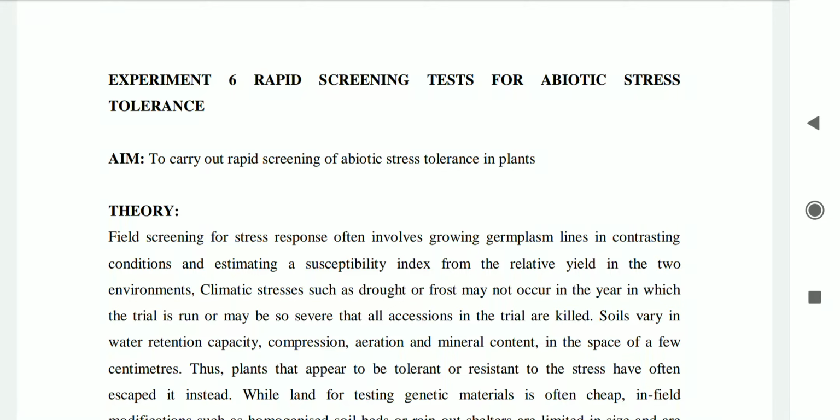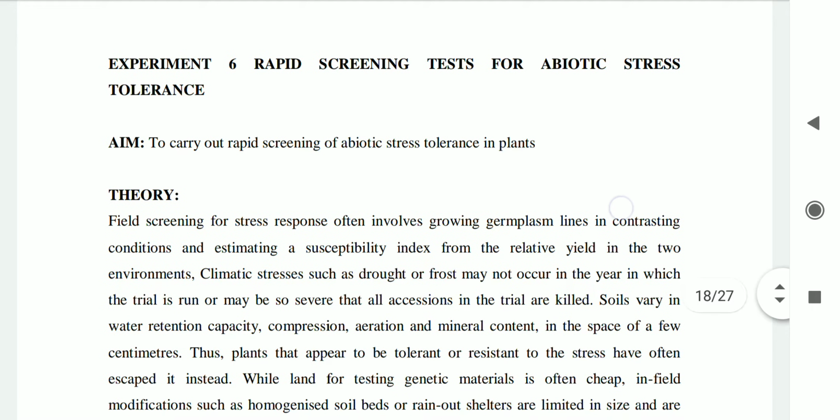Students, let's start with experiment number 6 of applied component, that is rapid screening test for abiotic stresses and its tolerance. So we have done experiment number 5 where we did the same type of experiment. We gave abiotic stress like salinity and metals, heavy metal toxicity, etc., and studied the effect of those abiotic stresses on the plant, but that is a quite time consuming method.